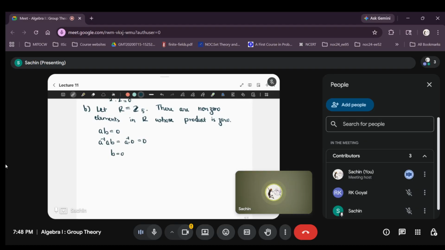But what did you say at the beginning? You said A and B are both non-zero, right? But we showed that B is zero if A is non-zero. So that's a contradiction. That means that both can't be non-zero.